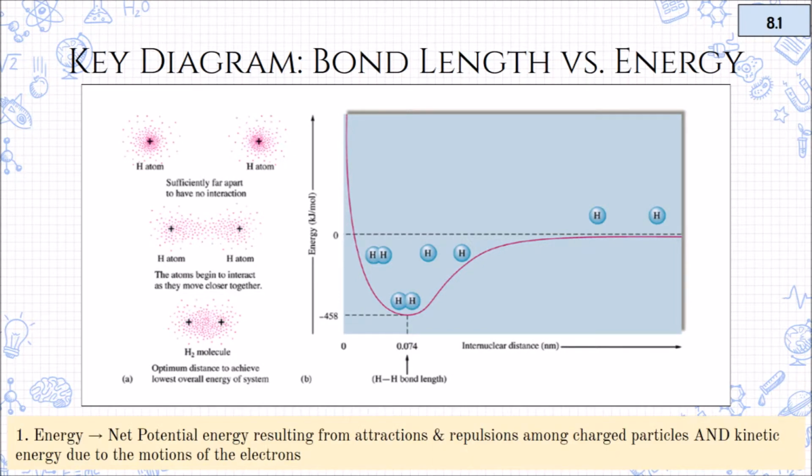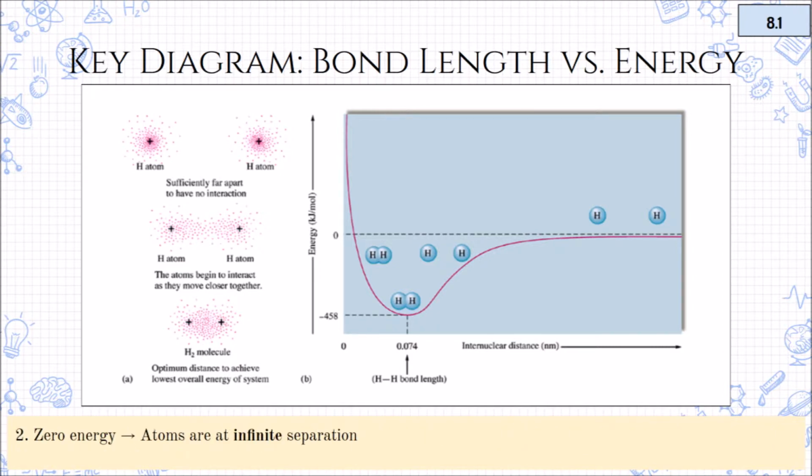The first thing to understand is that the energy of the system here is a combination of the net potential energy and kinetic energy of the atoms. We also have to realize that zero energy occurs when the atoms are an infinite distance apart. Note, by Coulomb's law, an infinite distance will generate an infinitely small attraction or repulsion force.